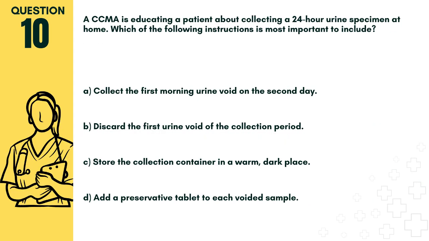Question 10. A CCMA is educating a patient about collecting a 24-hour urine specimen at home. Which of the following instructions is most important to include? A. Collect the first morning urine void on the second day. B. Discard the first urine void of the collection period. C. Store the collection container in a warm, dark place. D. Add a preservative tablet to each voided sample.